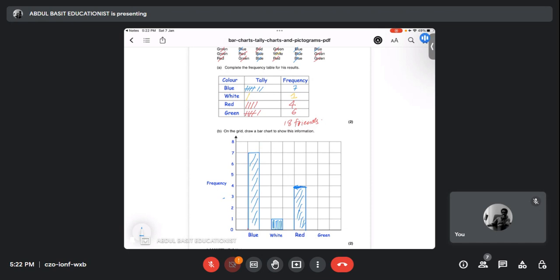Four in number and greens are six in number, so that's six. So Ramsha, can you tell me which color is the most favorite color of all the friends? Blue. Very good, because blue is the favorite color of seven students. And which one is the least favorite color? White. Yes, it's white. Well done.